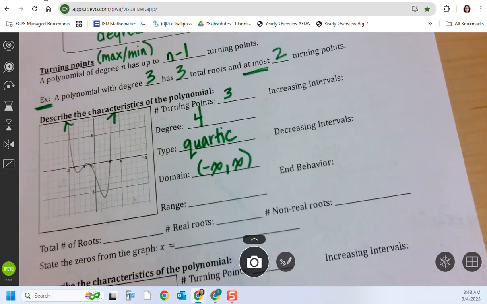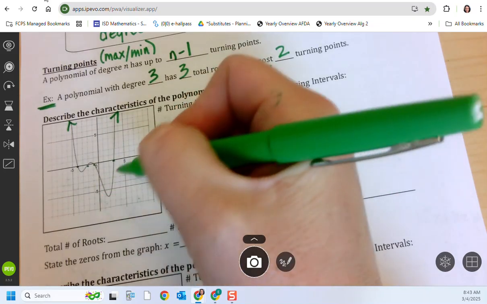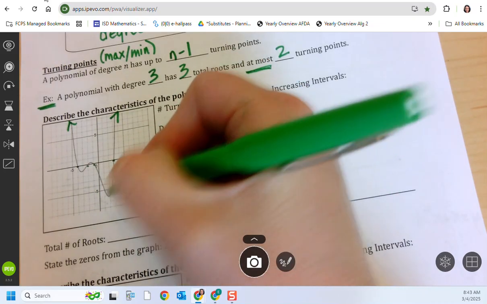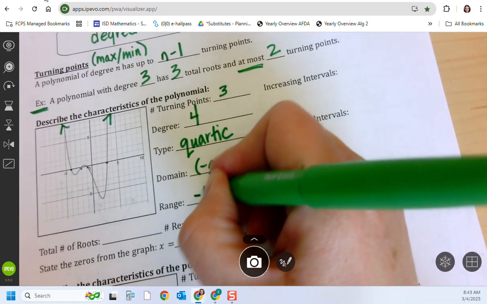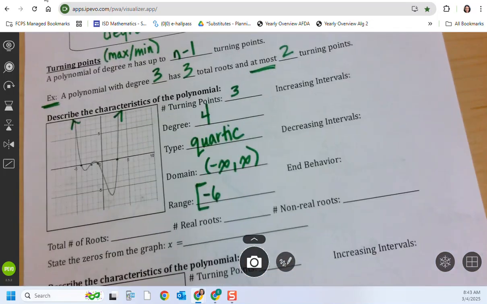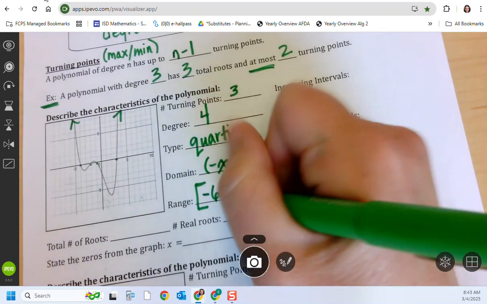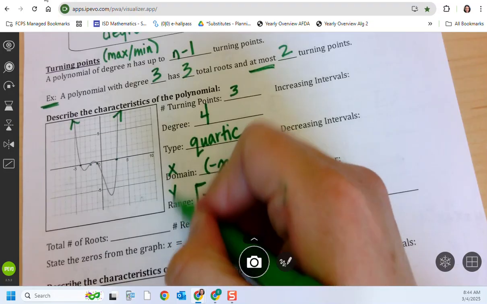Sometimes you'll have graphs where one end goes up and one end goes down, and that will also be your range, but that's not the case in this graph. In this graph, you want to look at the bottom of your graph for the smallest y value. It looks like about -6 to me. You guys reading the same number? Okay. So our range is going to start at -6. You need to include it with a square bracket. And then you're going to go all the way up to positive infinity. So remember, domain is x and range is y.